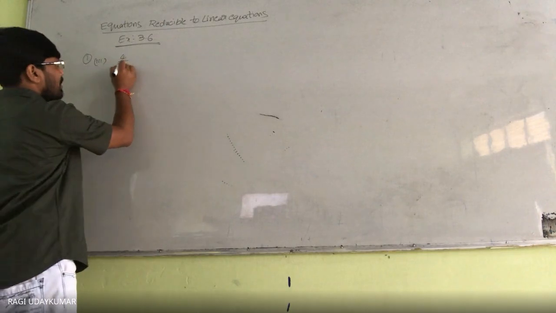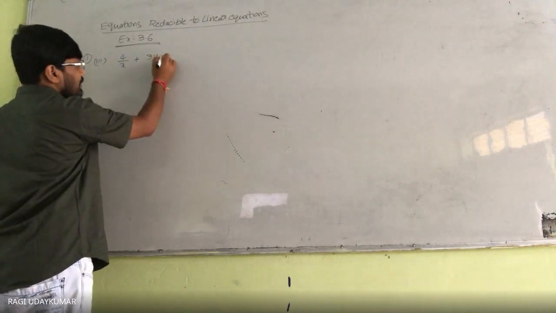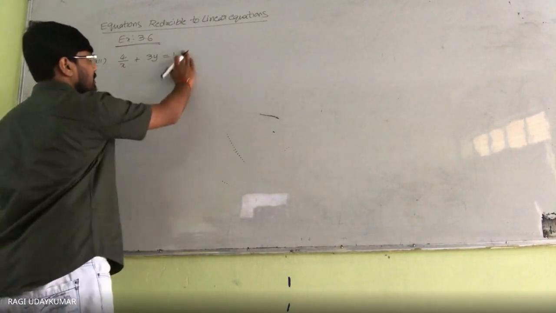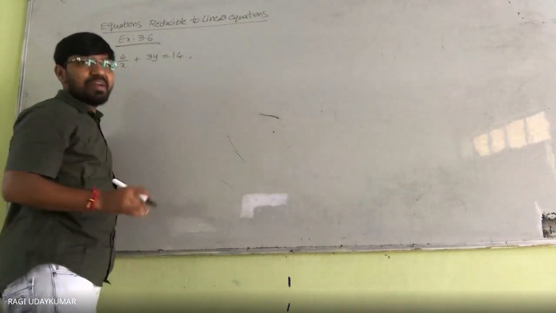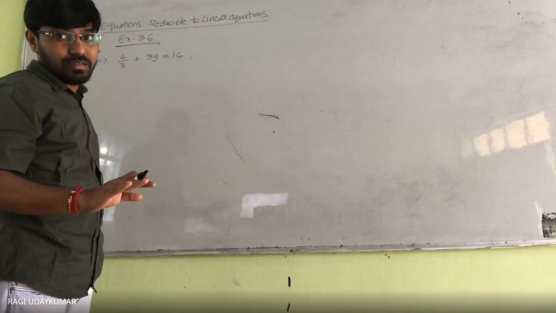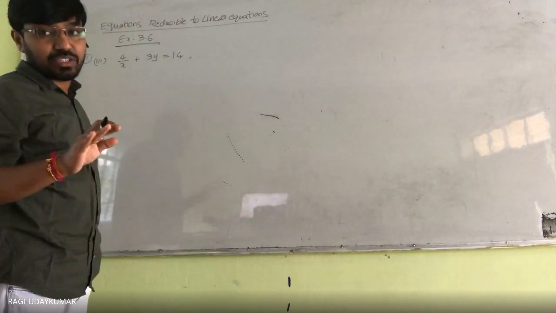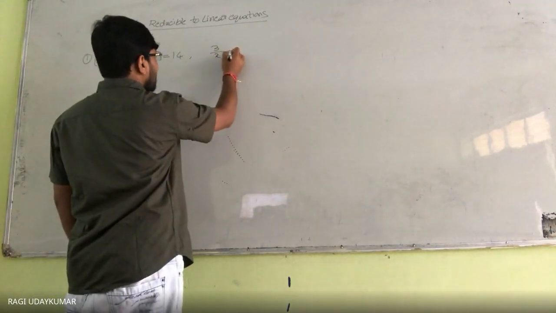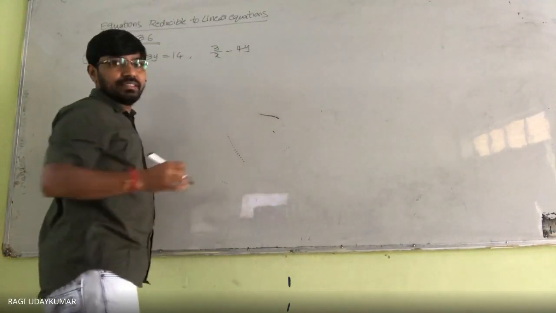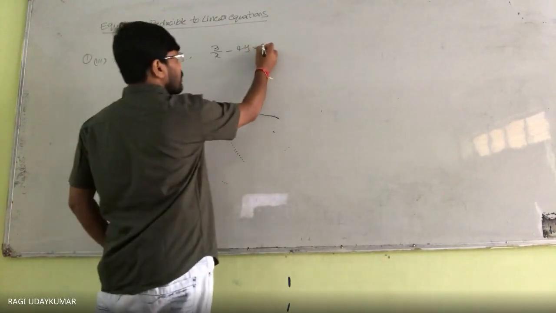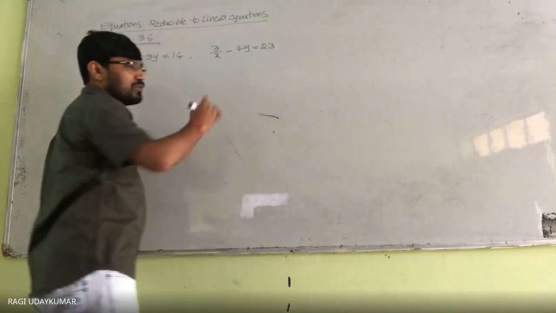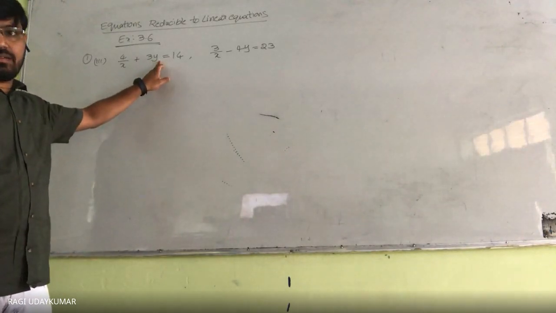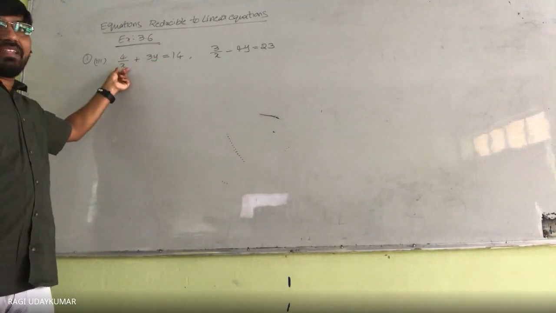4 by x plus 3y is equal to 14 is the question. One equation is given. This is an equation, but not a linear equation, do remember. Because 3 by x minus 4y is equal to 23. And whenever you observe this, we are having y in the numerator, but x only we are having in the denominator.